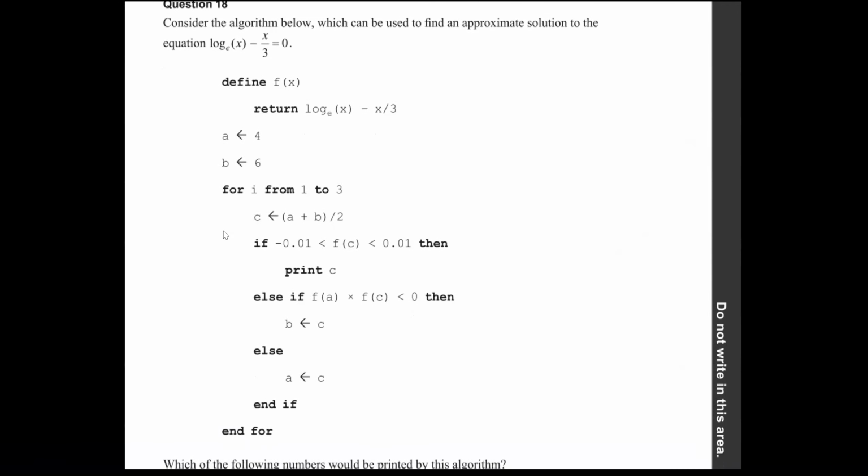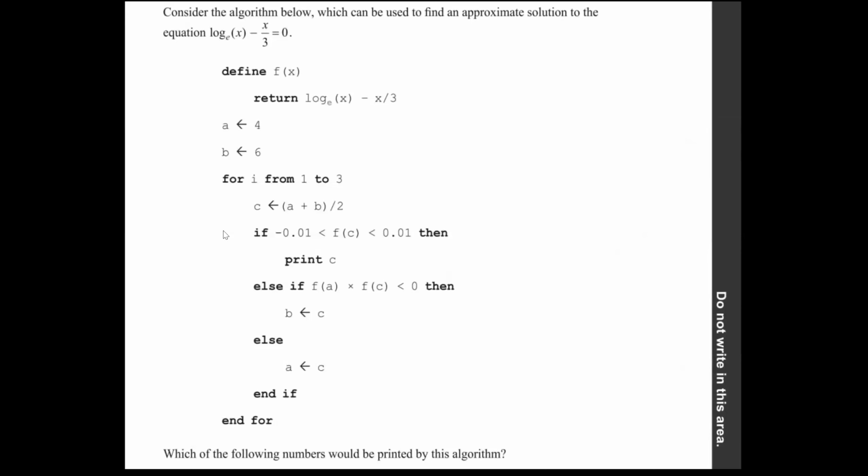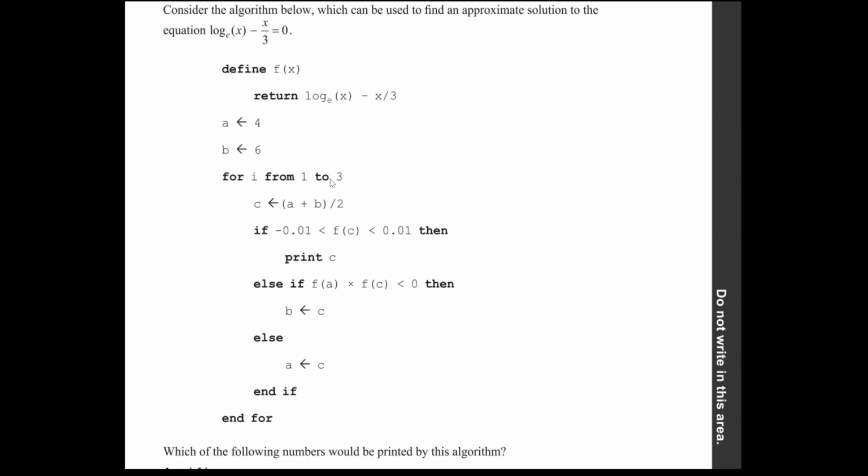Question 18 is a very nice pseudocode question. The algorithm is to find an approximate solution to log e^x minus x over 3 equal to 0. You can see this is called a bisection method. You have a for loop from I equals 1 to 3. This is called a counter. We do the following things for 3 rounds, either this one or this one or this one, depending on whether the condition is satisfied or not.